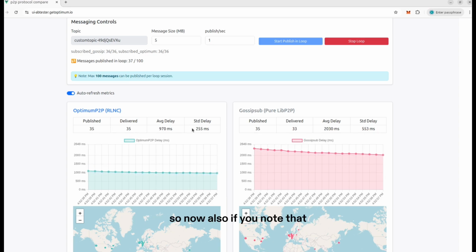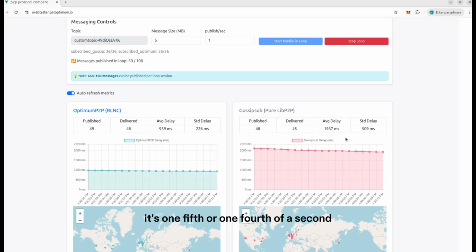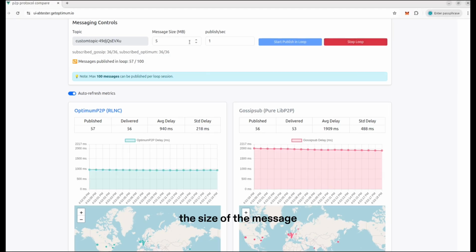Also note how much variability there is, or the consistency of delivery. You see that for Optimum P2P it's 1/5 or 1/4 of a second, and for GossipSub it's almost half a second. Next, we will change the size of the message.